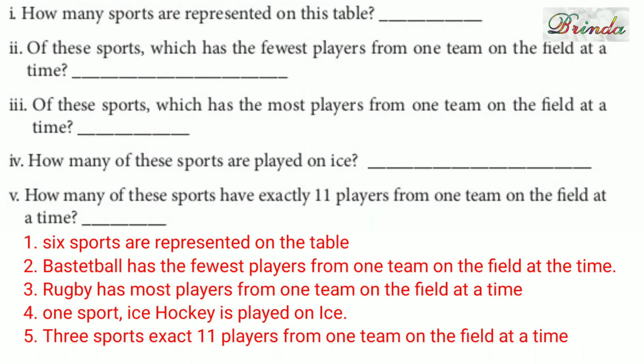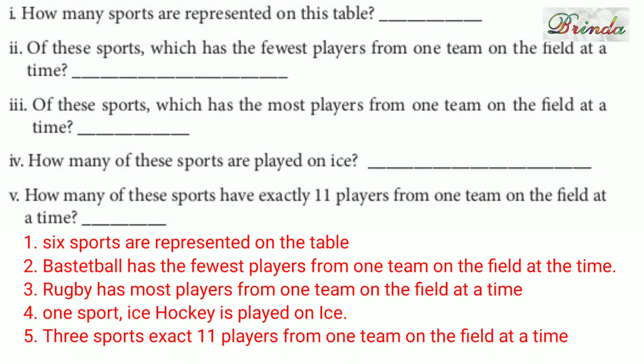Alright. Next one. How many of these sports are played on ice? Among all these, which are played on ice? Ice hockey is the sport which is played on the ice. Okay. Fifth one, how many of these sports have exactly 11 players from one team on the field at a time? So, who has 11 players? Cricket, ice hockey and US football have exactly 11 players from one team on the field at a time.